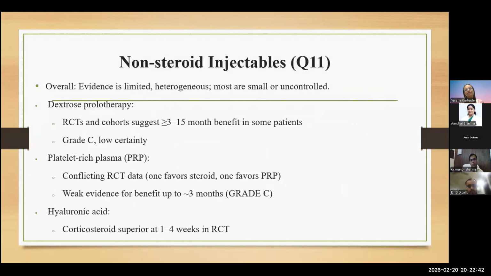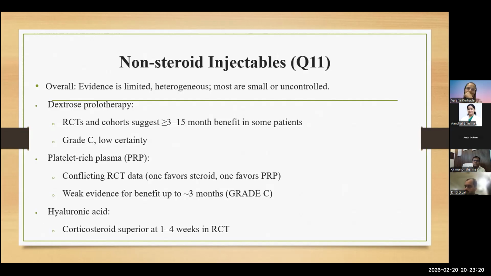Question 11: if we are not using steroid, what other things can we use for giving intra-articular injections? Overall evidence is limited for this, and most studies are small and uncontrolled. There are very few randomized control trials. Dextrose prolotherapy was used in one randomized control trial, and it suggested a benefit of 3 to 15 months in very few patients, and it has grade C evidence.